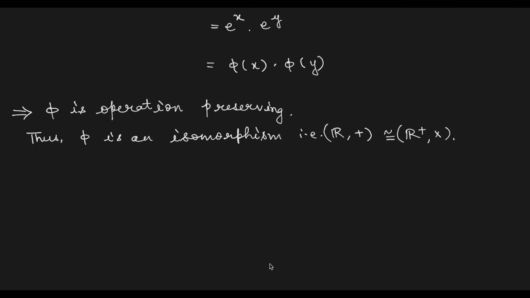Fourth example, U10 is isomorphic to U5. Now here I don't have any map, so I cannot check one-one, onto and operation preserving. So do you have any idea how to show that this is an isomorphism?